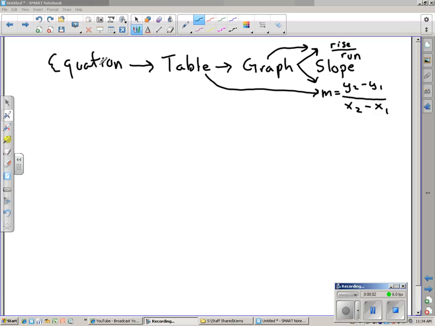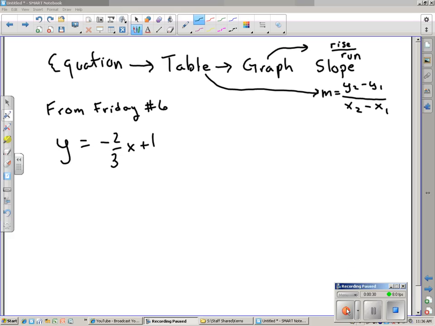On Friday, we started with an equation, and we converted it to a table. Then we took the table to a graph, and then from the graph on Monday's homework, we found the slope of the line. We found the slope two ways. Once with rise over run, and once using the equation m equals y2 minus y1 all over x2 minus x1. Using the equation from Friday, this was the last problem in the assignment, y equals negative 2/3 x plus 1.